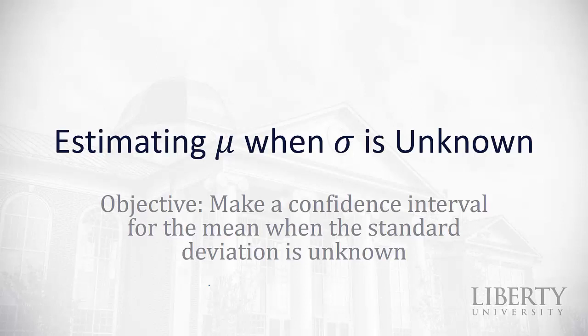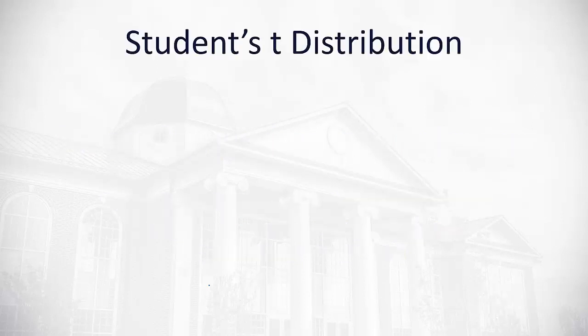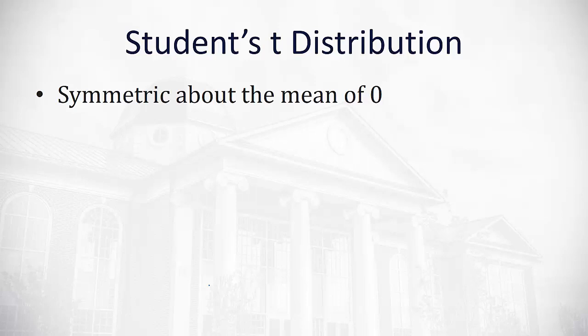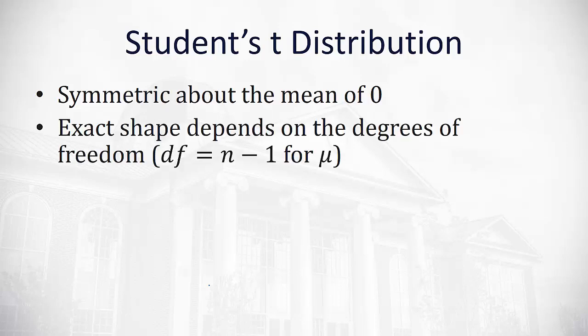This video is going to take a look at how we can make a confidence interval for a mean when we don't know the standard deviation of the population. But before we get into that, I want to talk about what's called the student's T-distribution. This is another probability distribution similar to the normal distribution in that it is symmetric about the mean of 0. But its exact shape depends on this thing called the degrees of freedom.